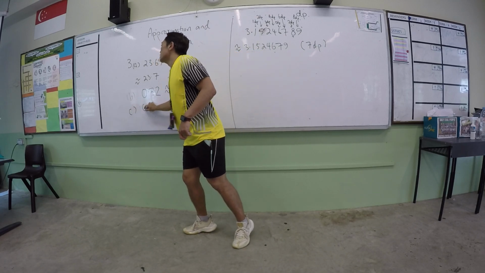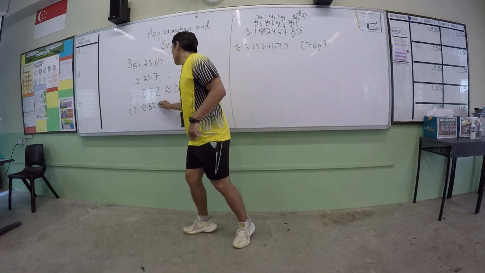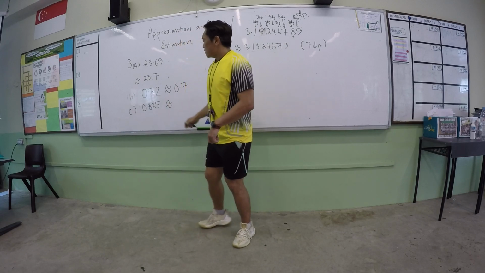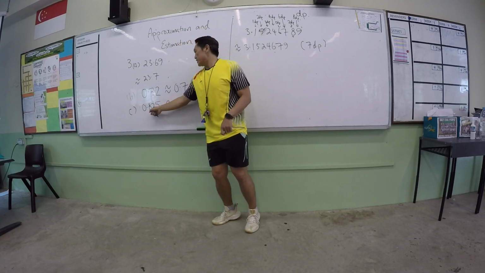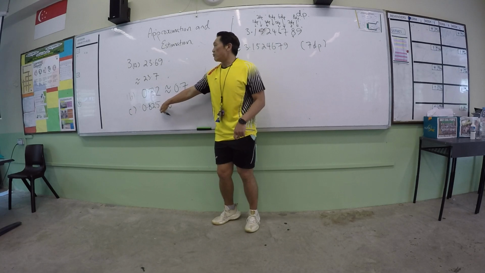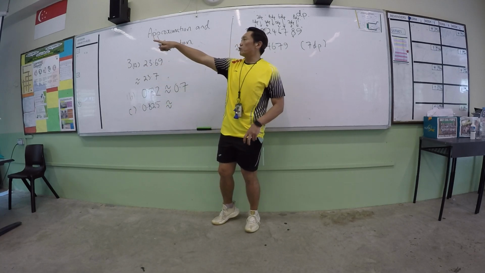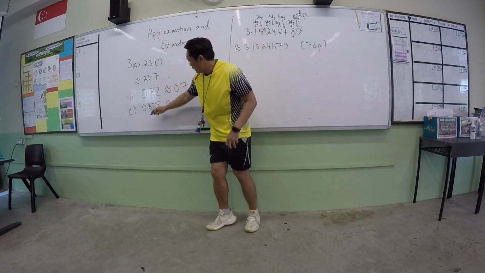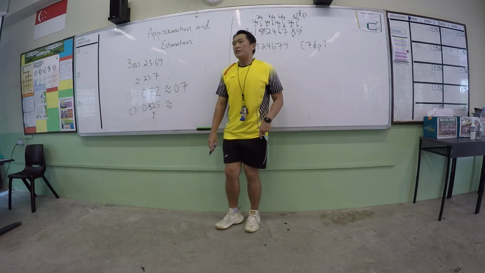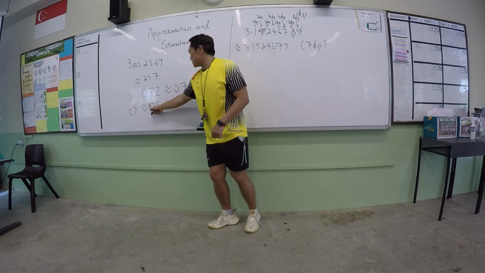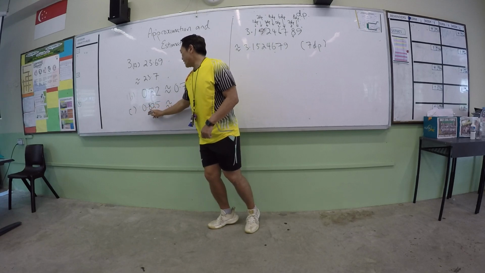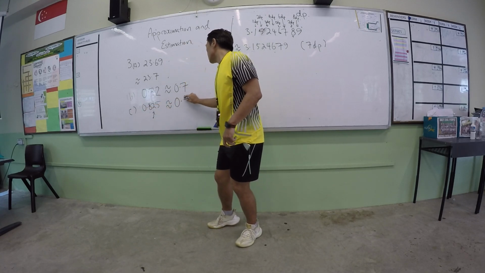C. 0.825. This number got 3 decimal place. We don't care about the third one. When we are rounding off to 1 decimal place, we only look at the 2nd decimal place. So 2nd decimal place is 2, means the 1 don't round up. 0.8.